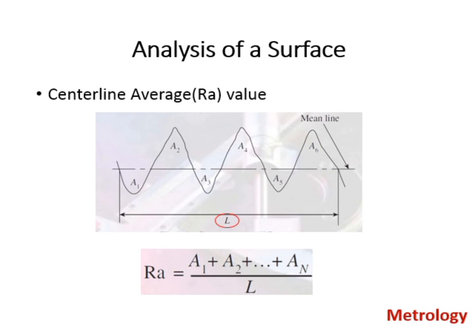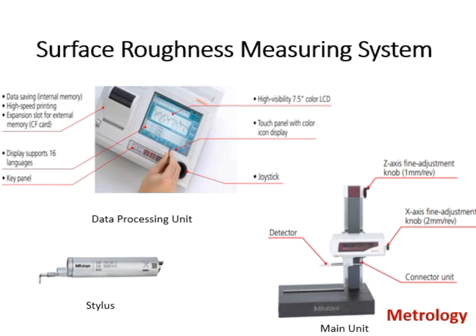In this figure, you can see an enlarged view of a surface. The entire length that we are measuring is called the sampling length. The Ra value can be calculated by dividing the summation of the deviation area from the sampling length, as shown in the equation. There are mainly two types of surface roughness measuring systems: contact type and non-contact type. In this practical, we are going to use a contact type surface roughness measuring system.